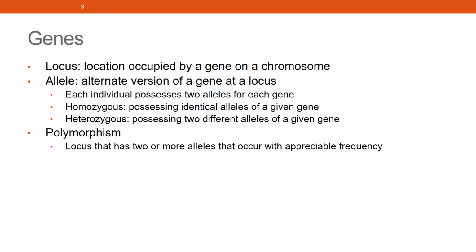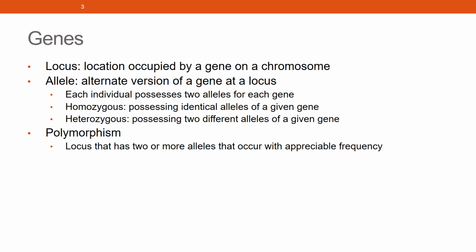A heterozygous individual will possess two different alleles of the given gene. So basically, an allele is the same gene that is responsible for the same trait, but it's an alternative version. Blue eyes, brown eyes, blonde hair, brown hair. This is controlled by the same gene, but by a different allele.